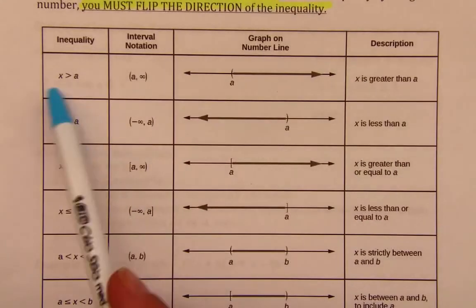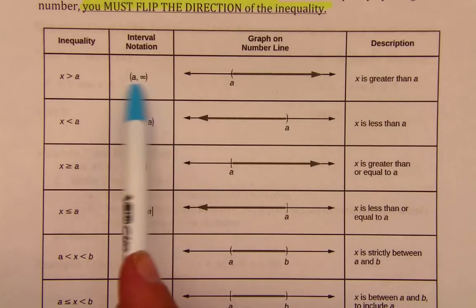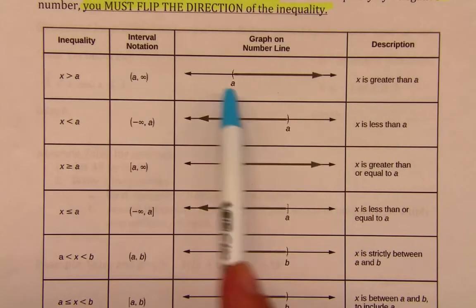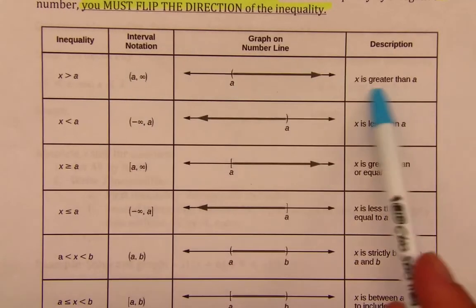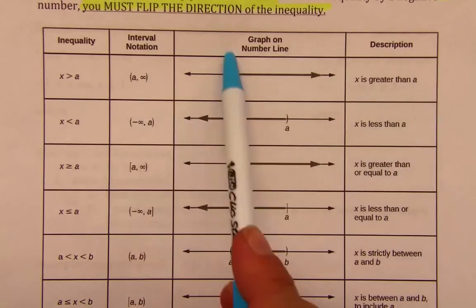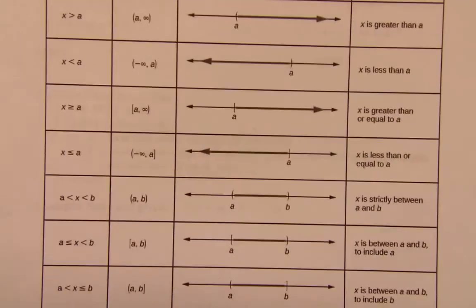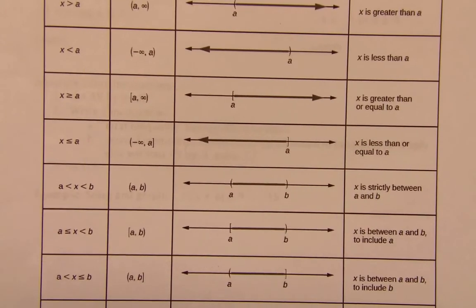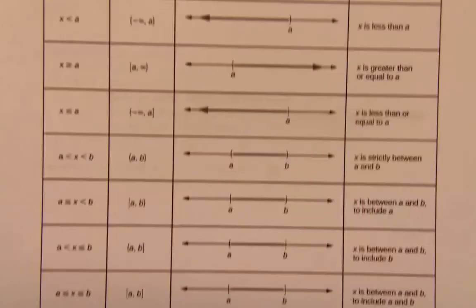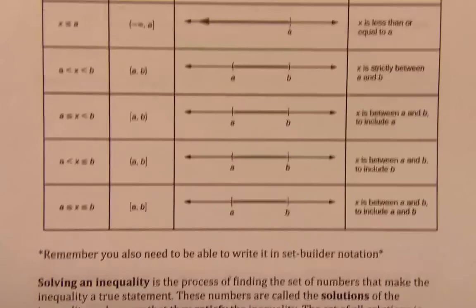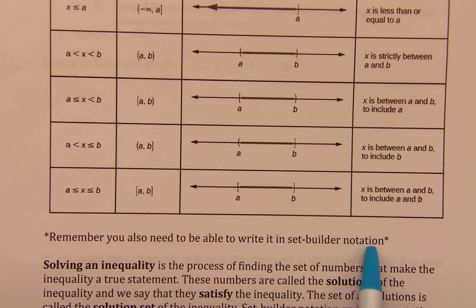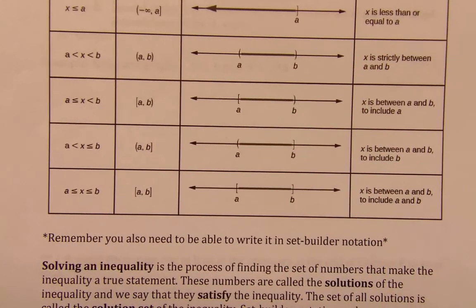If I have x greater than a, then this is what that looks like in interval notation, this is what the graph will look like, and this is really what it means in words. And so you see a lot of examples here. I'm not going to go through each and every one of them, but I recommend you look through them and see what each of these things actually means. Now at the bottom there's a little note that says, remember you need to be able to do this in set builder notation as well.